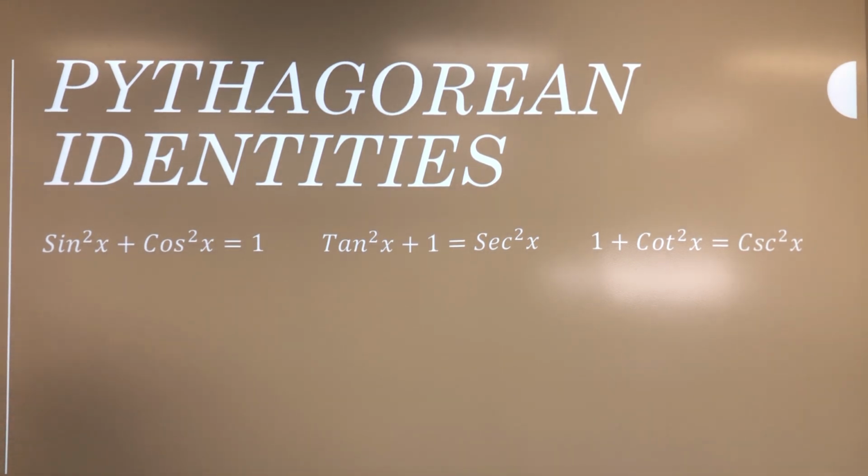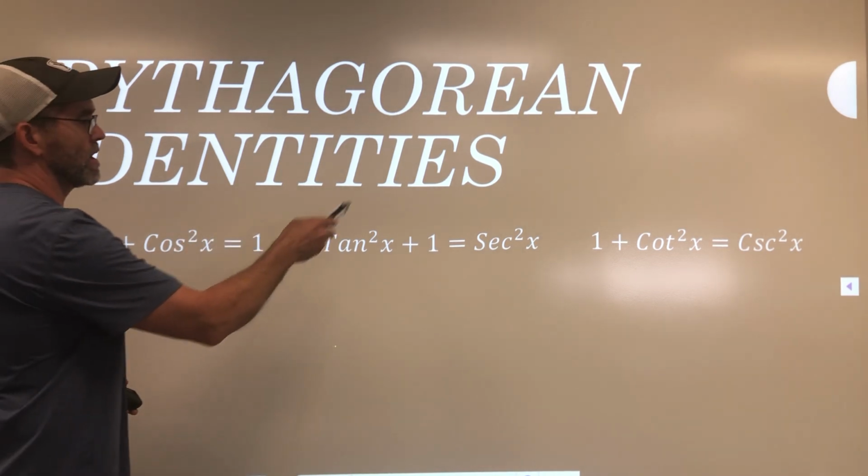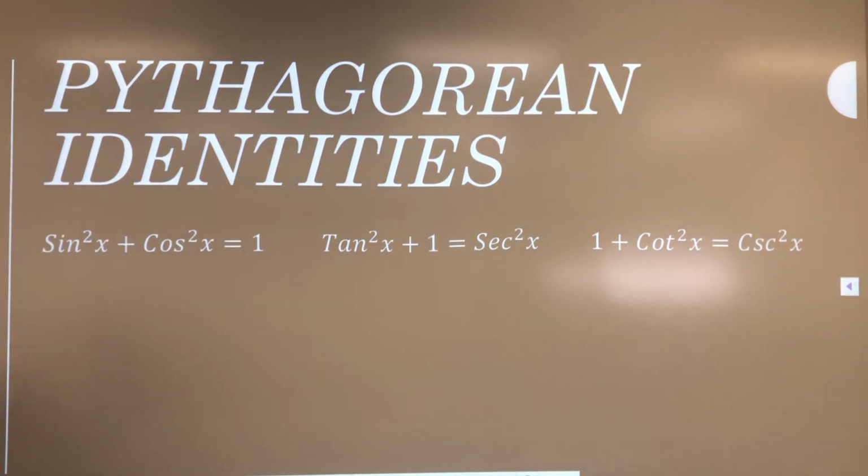So don't pause the video until we have written them all down. But these are the 3 foundational Pythagorean identities. We have the sine squared of x plus the cosine squared of x is always going to equal 1, just a single value, 1. And we have the tangent squared of x plus 1, that's going to equal secant squared. And 1 plus the cotangent squared is going to equal cosecant squared.